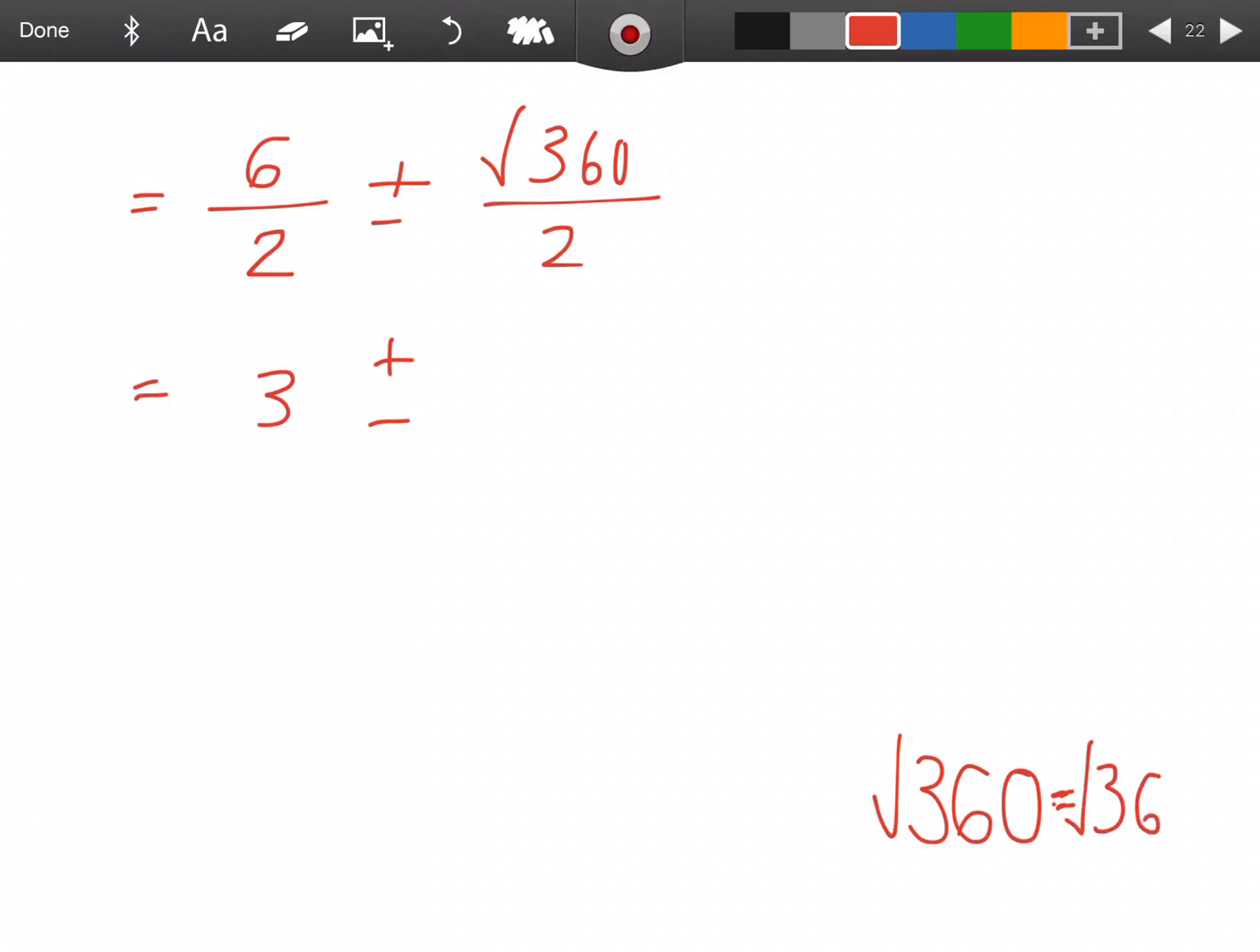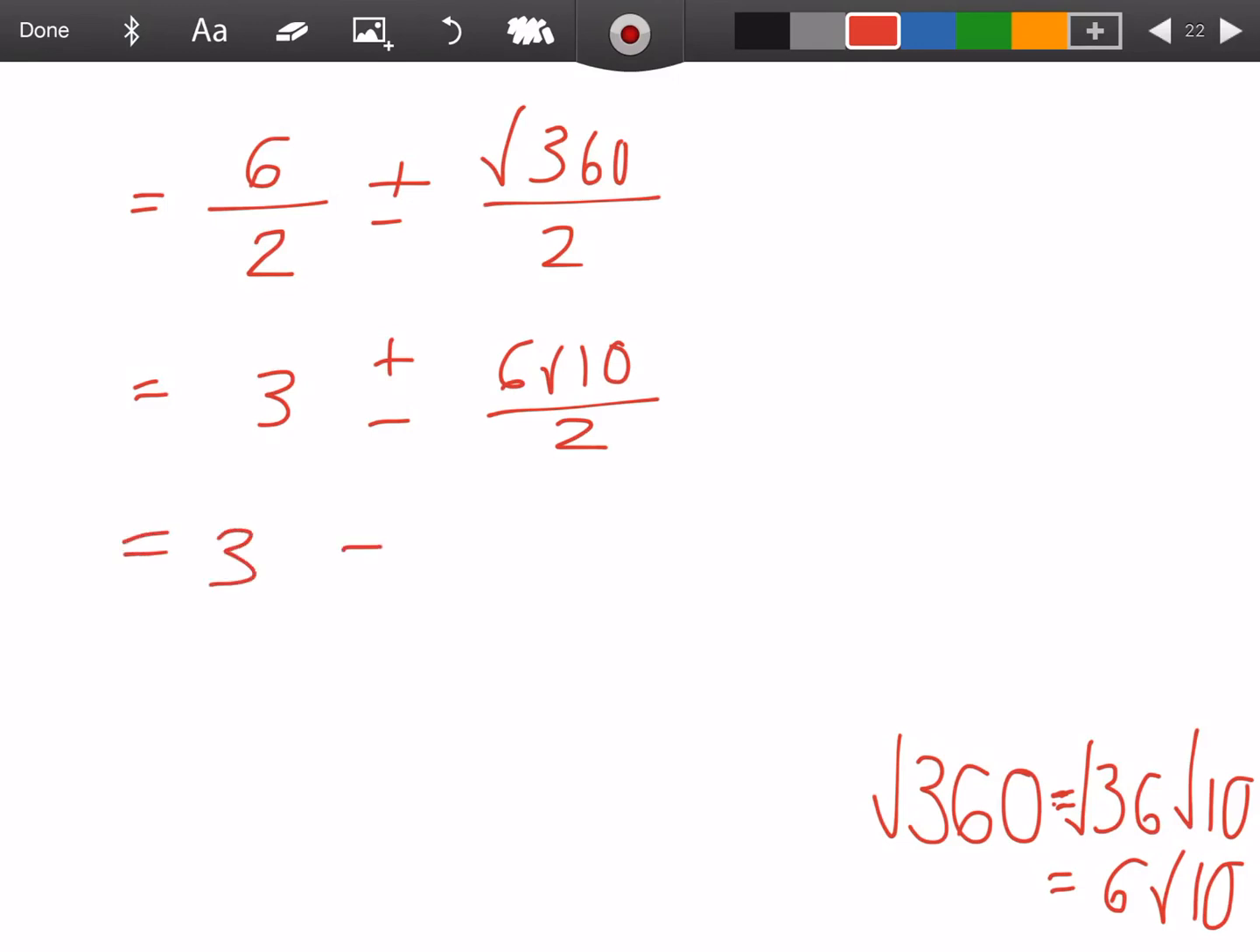Root 36, root 10. What is the square root of 36? 6. So really what you've got here is 6 root 10 over 2. So it's 3 plus or minus 6 root 10 over 2. Remember, don't simplify the 10 with the 2, simplify the 6 with the 2, the whole numbers. 6 divided by 2 is 3, so really that is 3 root 10. And that's what they were looking for. Okay? Right, I'm going to give you some questions. You have a go. Let me know if you need any help. Best of luck.